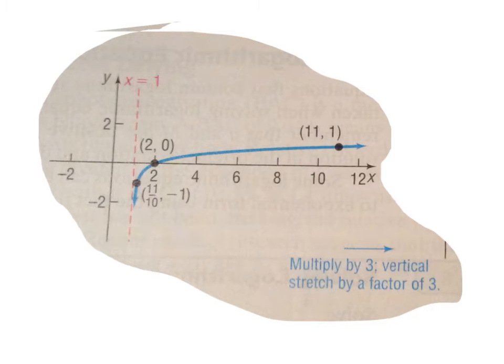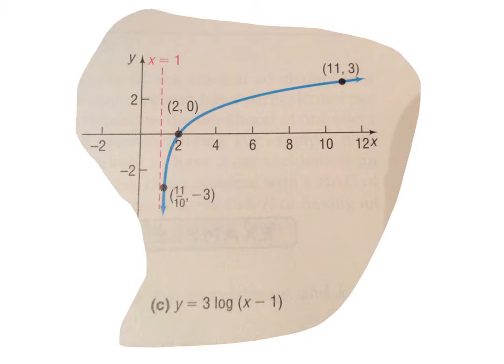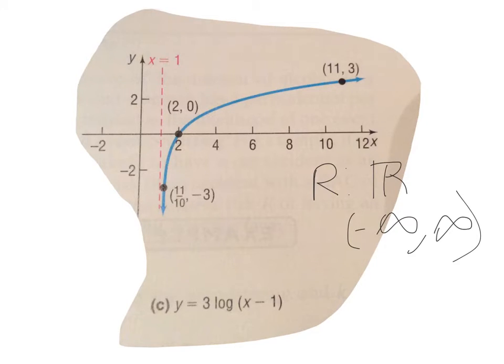And now you need to multiply by 3, because that just stretches it out by a factor of 3. It would give you this as your final graph. Now you're asked to find the range, and so remember, the range for any logarithm is just the set of all real numbers, or the interval from negative infinity to positive infinity.